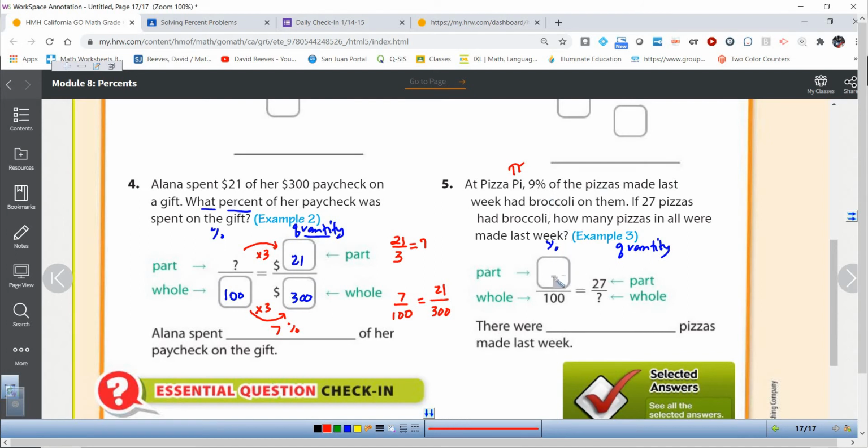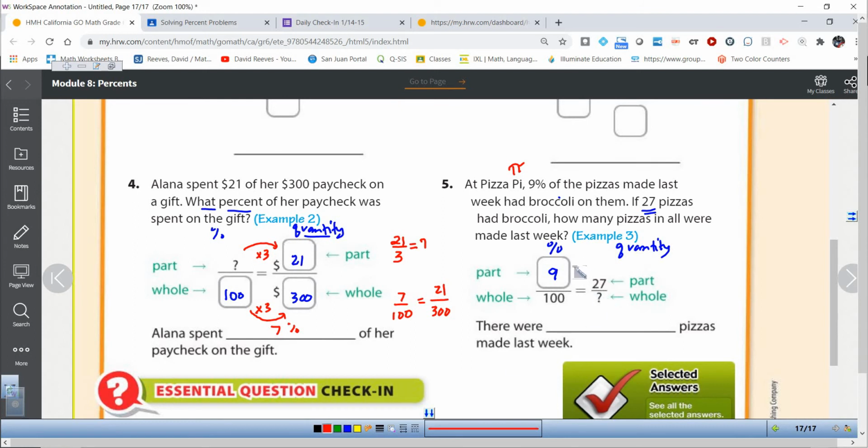Okay, 9% of the pizzas. 9%, that means I have 9 out of 100. Here's my percent. 9 out of 100. Okay, so if they had made 100 pizzas, 9 of them would have had broccoli. All right, but they actually made 27 pizzas that had broccoli. So how many pizzas did they make total?